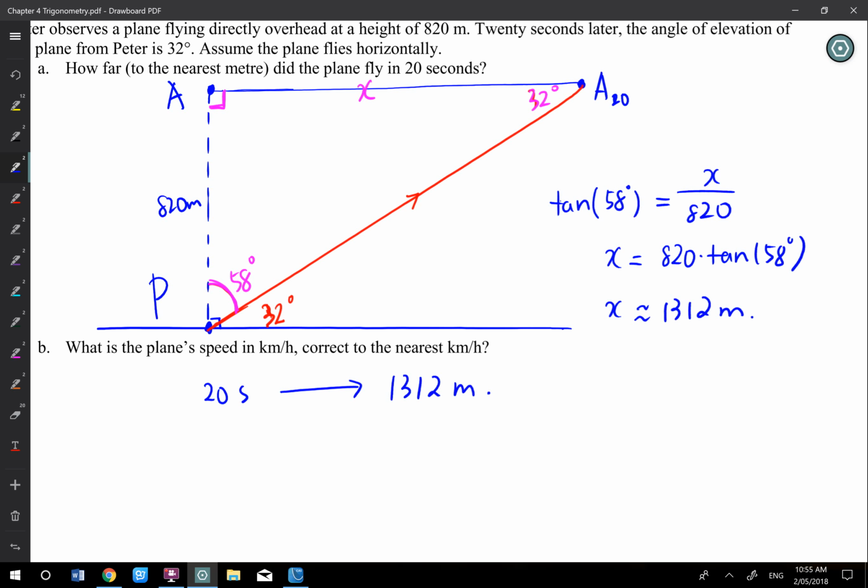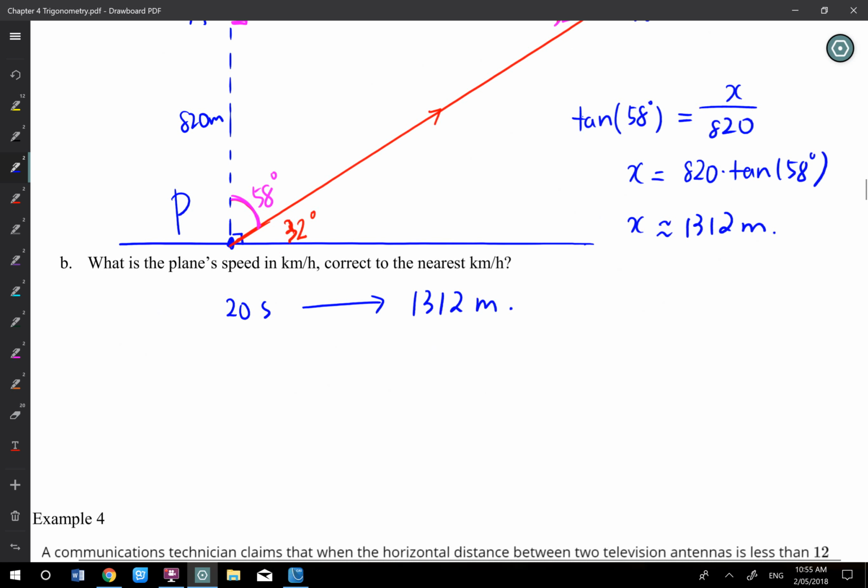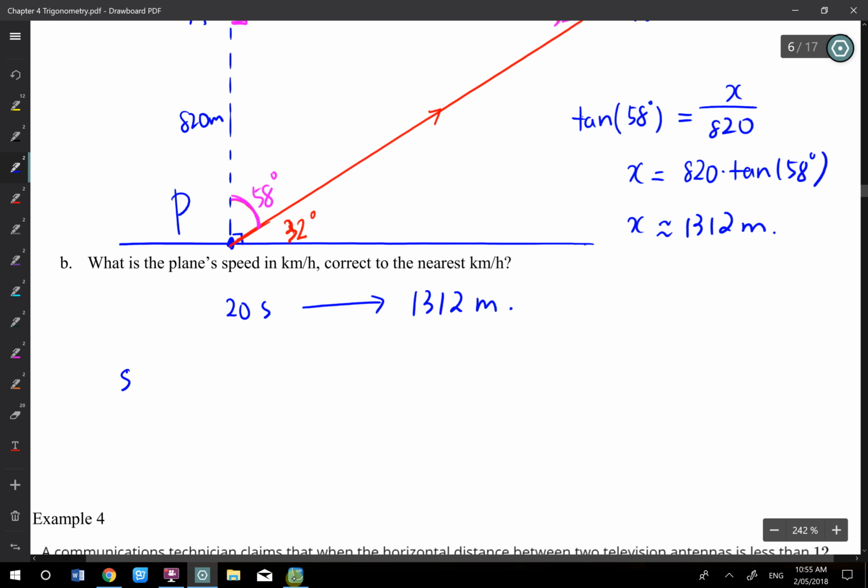Okay, what's the plane's speed? Let's ignore the unit first. What should you do? Yes, distance over time. So speed equals 1312 over 20.